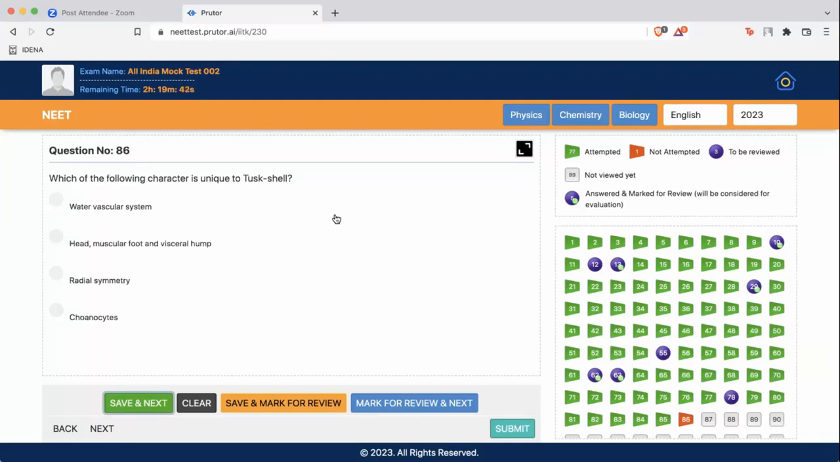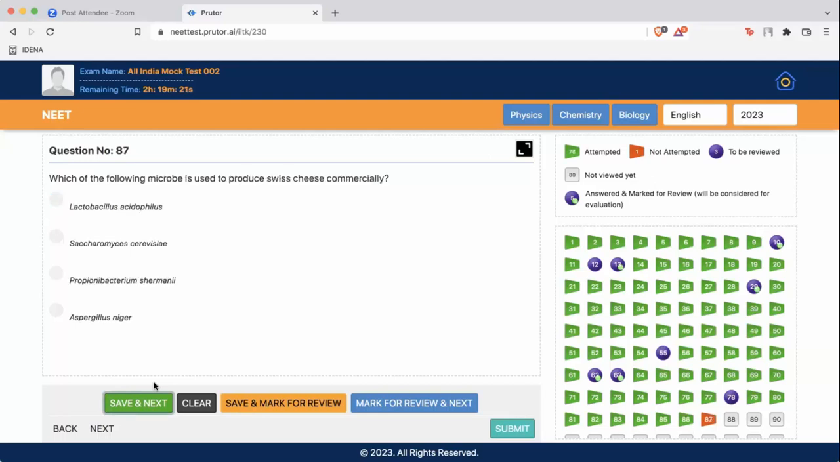Which of the following characters is unique to tusk shell? Tusk shell is Mollusca. Visceral hump is present in Mollusca, so that's wrong. Radial symmetry is present in Echinodermata, coenocytes. Oh, okay. So water vascular system is, sorry, they said unique, so water vascular system.